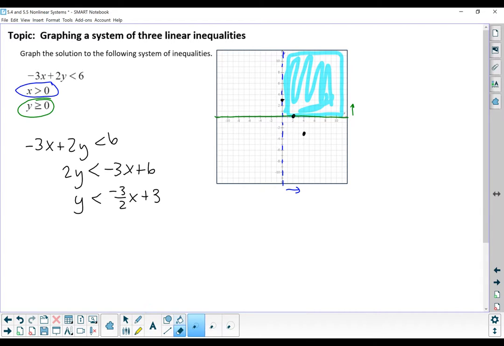Oh my goodness. That's a positive. I'm not changing the video. I caught it. Positive 3/2 x. When I added the 3x, that should have been positive. So again, y-intercept 3, up 3 over 2 for the slope.